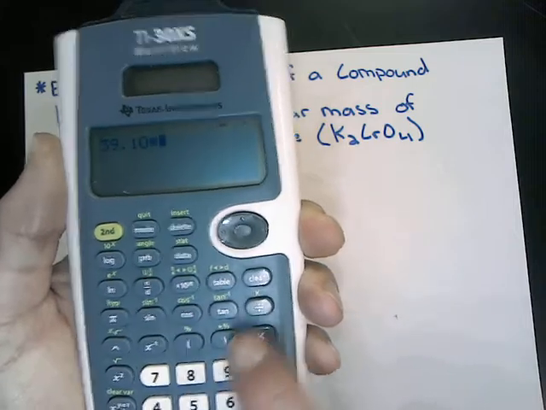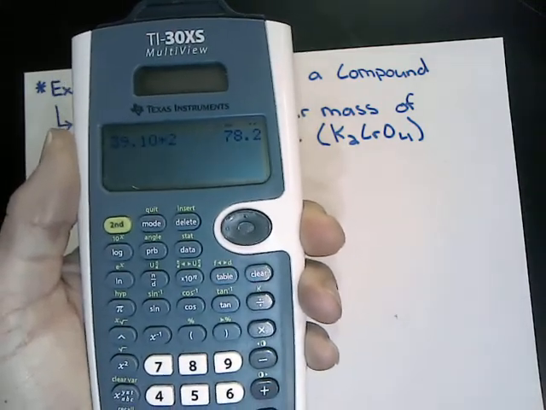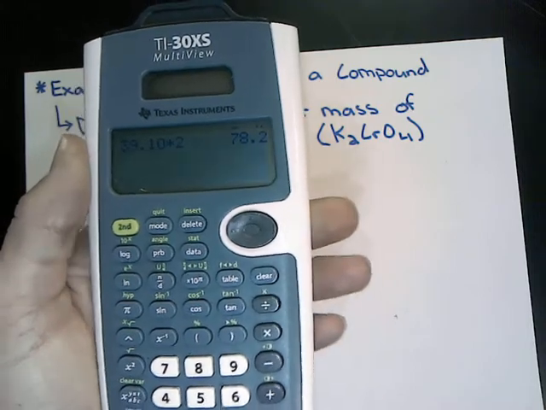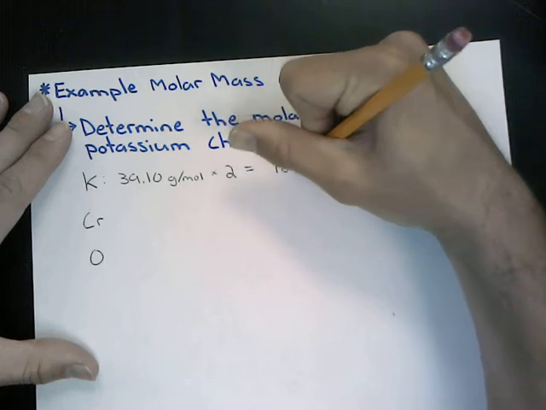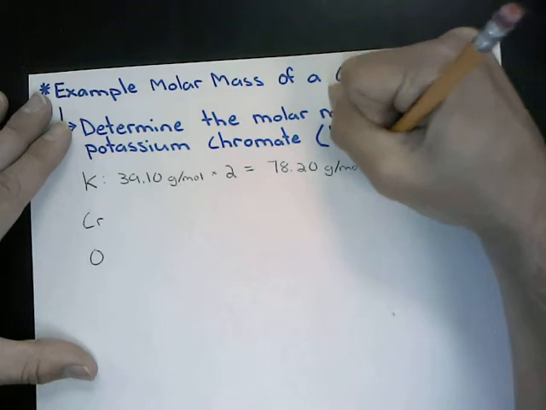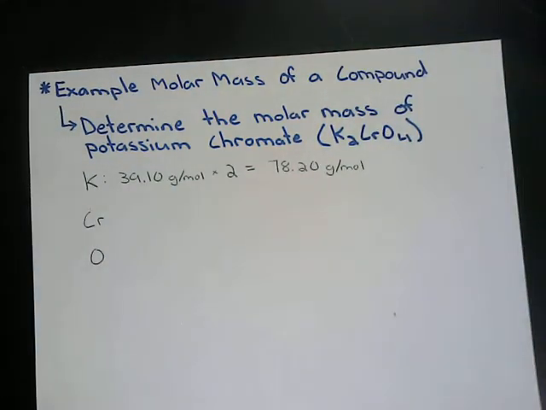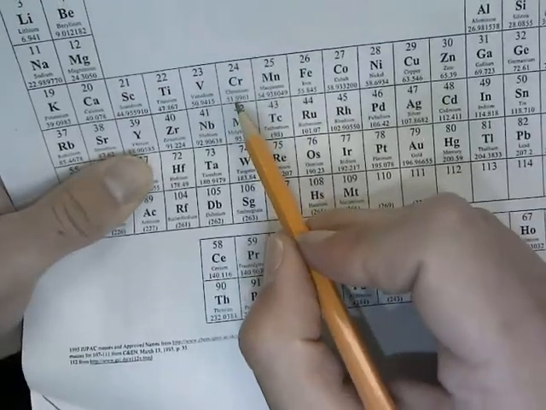39.10 times 2. And that gets me a mass of 78.2 grams per mole. So we get 78.20 grams per mole. Now we go down and we do the same exact thing for chromium. So chromium has the symbol Cr.